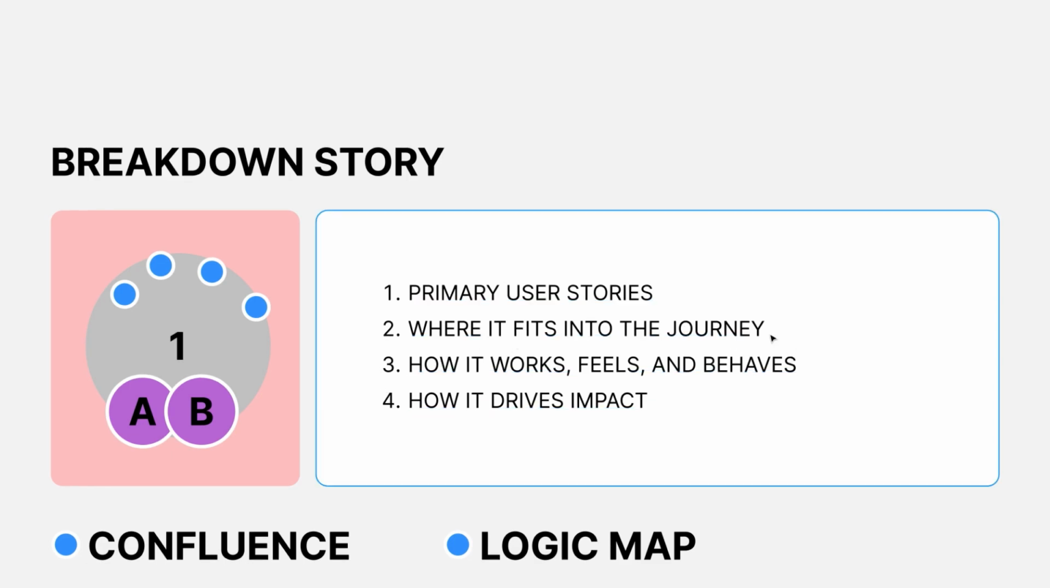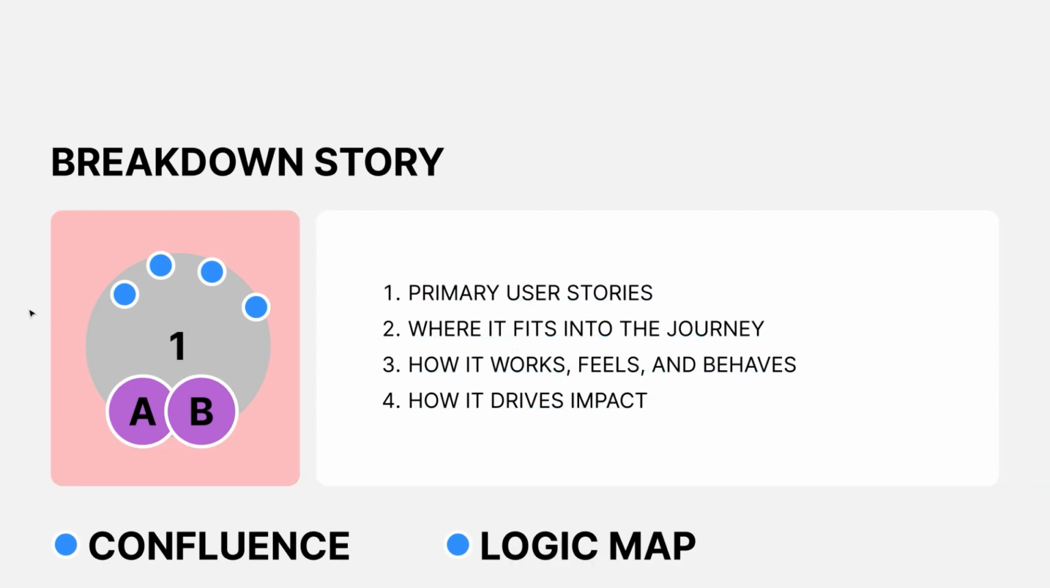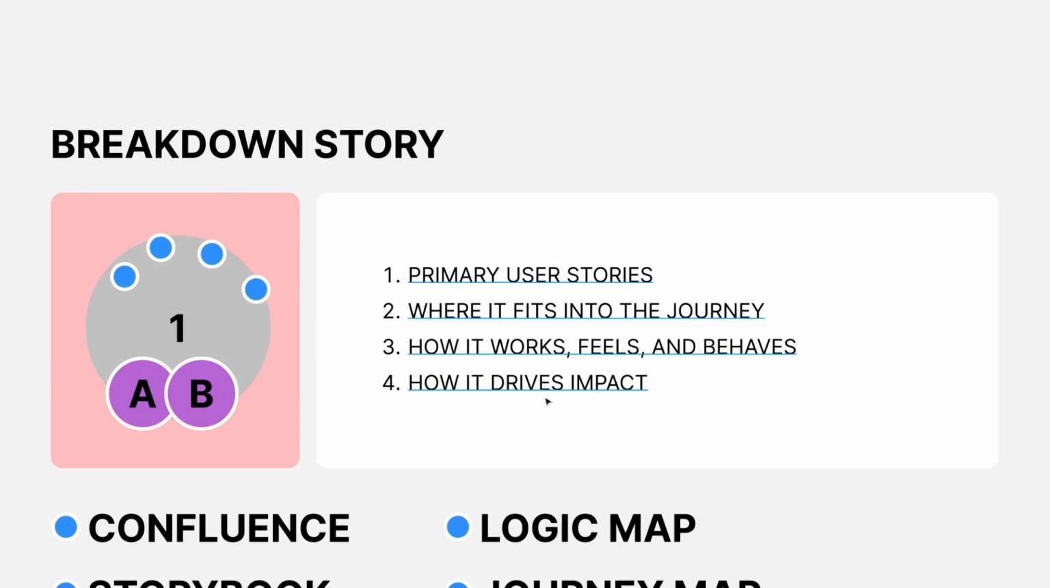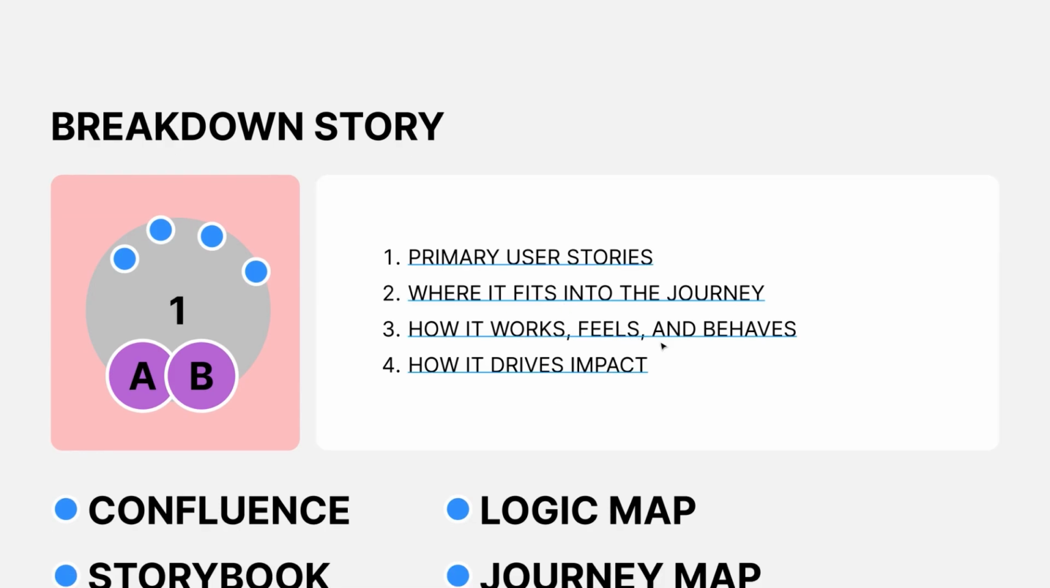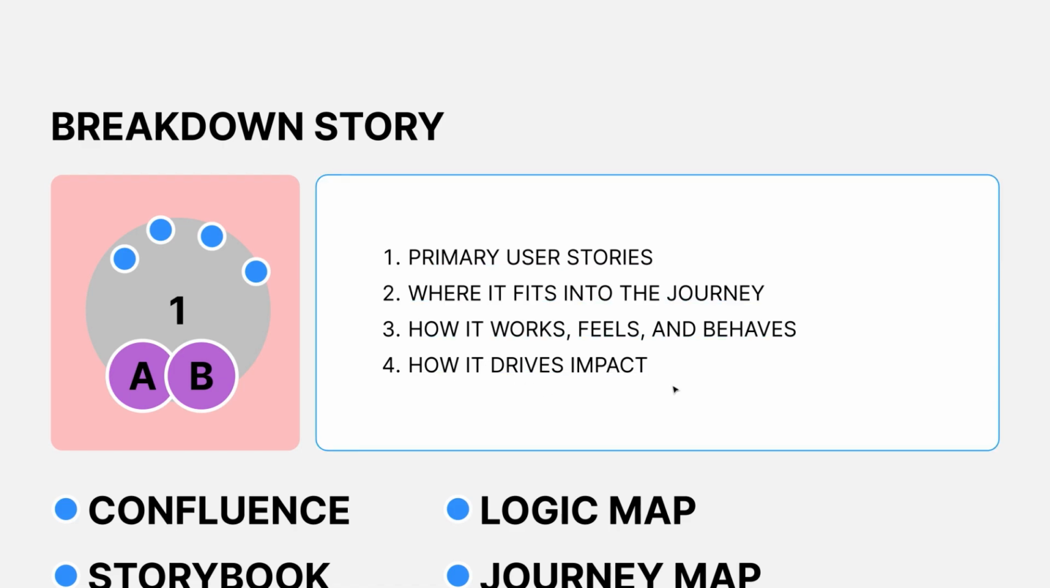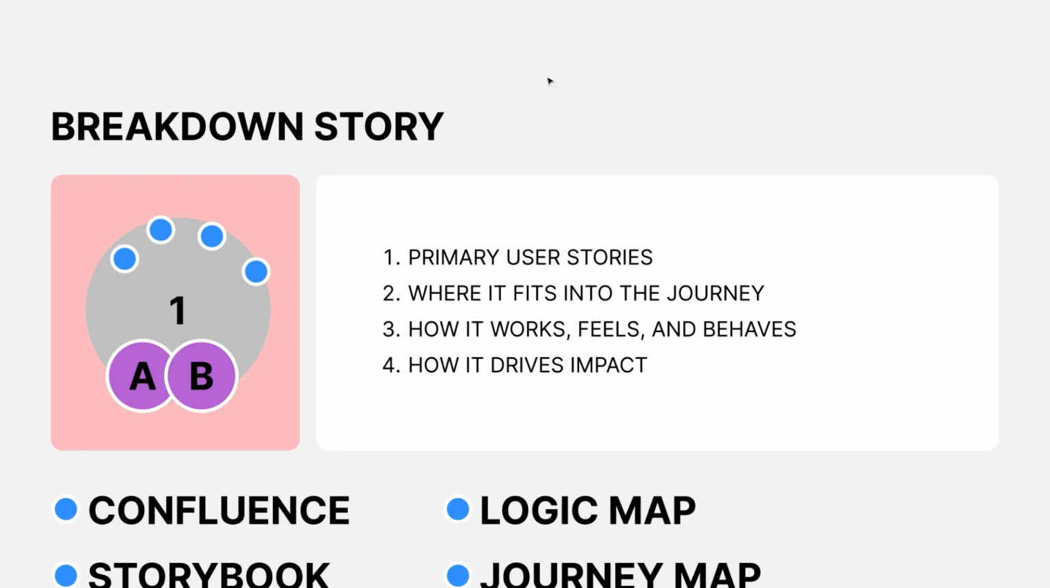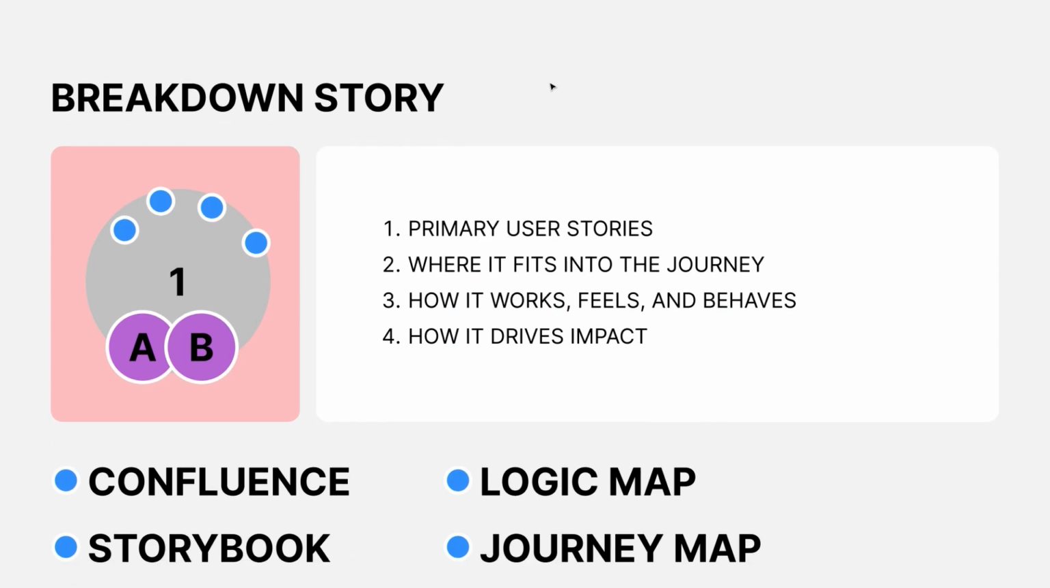Now, number 2 is we need to figure out where this story fits into the journey. So we're going to need some journey mapping. We're going to need to understand how it works and what's the flow from A to Z. We need to see how it feels, how it behaves when you interact with it, and of course, how it drives impact. Now, you need to know how it drives impact, because if you just build things that don't actually help the user or help the business or help the company or help the team, then it's wasted time, opportunity, and money. We don't want to waste those things.